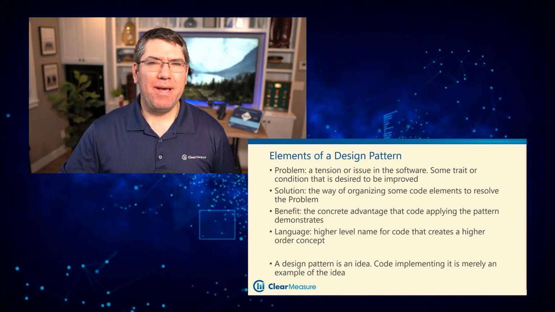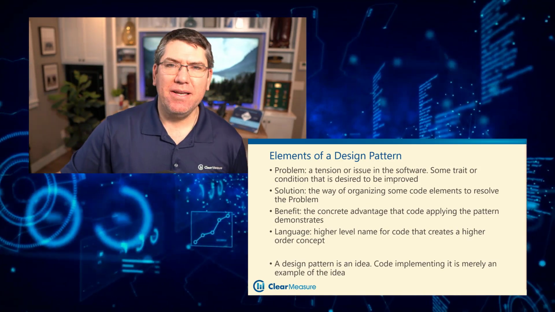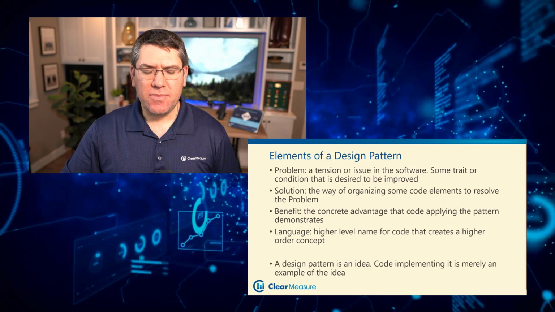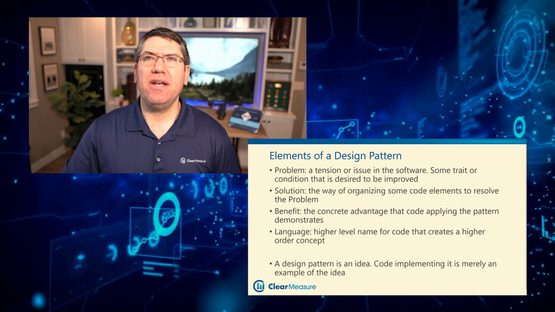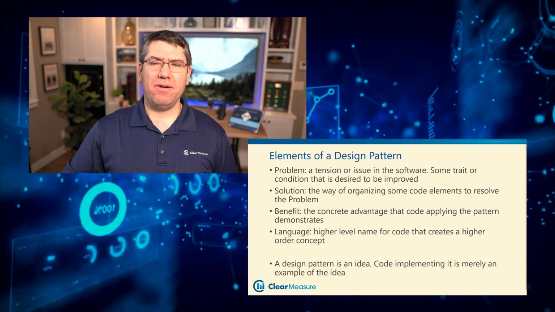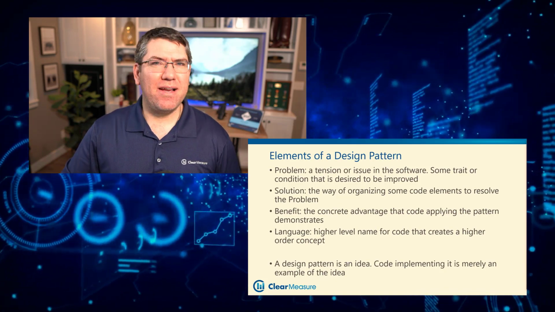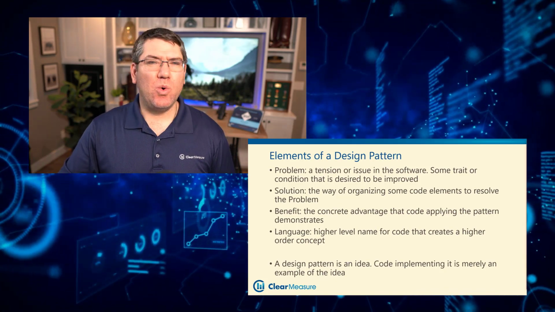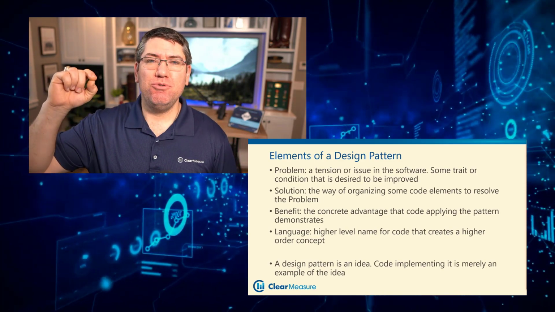So the design pattern is an idea and it has the 4 elements: a problem, a solution, a benefit, and then a language or a name. And so if you're trying to understand a design pattern, or if someone is describing a design pattern that has been implemented, well, the first thing with anything, if you're going to design something, if you're going to try to build it according to a design, what's the first thing you have to do? You have to be able to draw it.